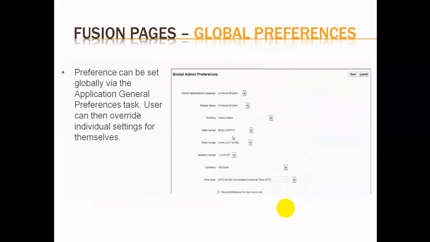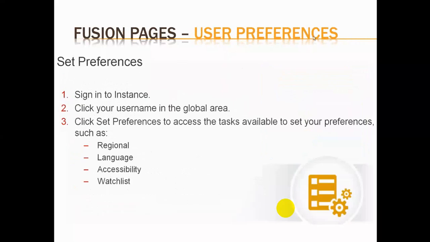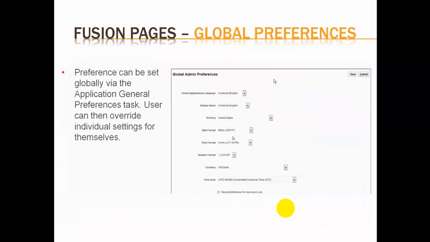Let's go back. So preferences, as I said, we have two kinds of preferences: global preferences and local preferences. Local is nothing but user level preferences. In user level preferences, we can define the regional, language, accessibility, and watch list. And in global preferences, we can set what the application language is, what the display name is, whether the name should be in the American English format, what the territory is, and what the date format is.